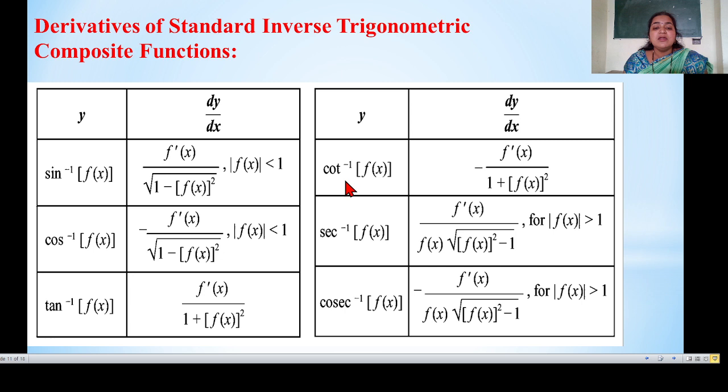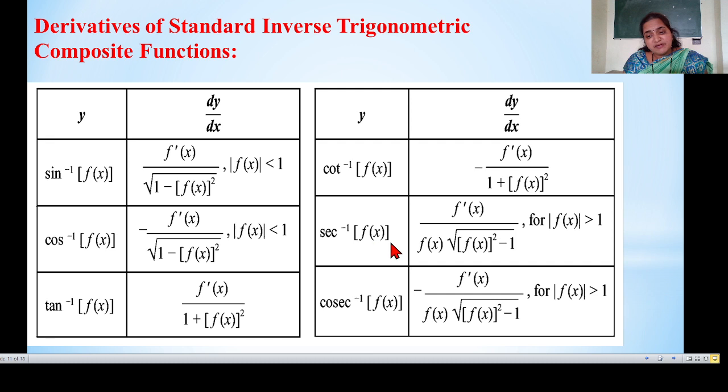Now the next function, cot inverse of f of x. Same concept we use. First find the derivative of cot inverse and then find the derivative of f of x. So our answer is minus f dash of x divided by 1 plus f of x square.